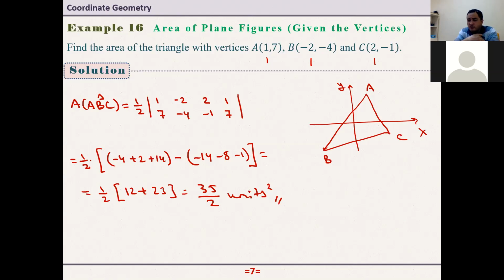How about if it is a quadrilateral? It is really hard, not easy. You need to divide it into two triangles and find each one's area. How about a pentagon? How about a hexagon? This formula is very quick, very easy and very practical. That is one really important contribution of coordinate geometry to our modern mathematics or science. Anyway, let's continue.